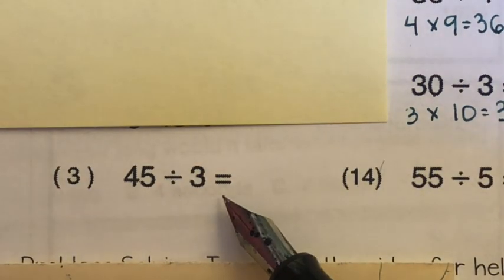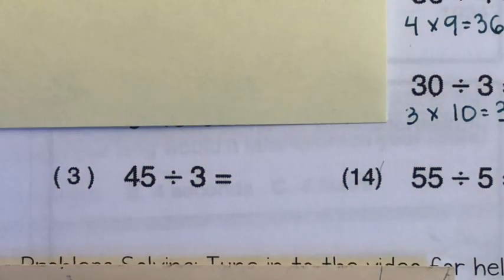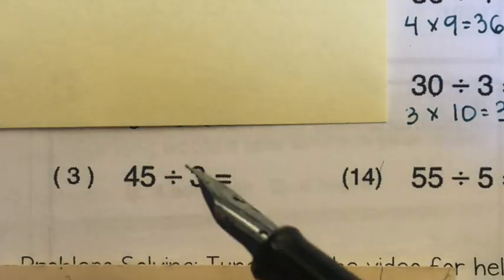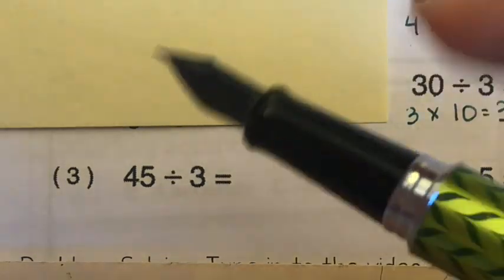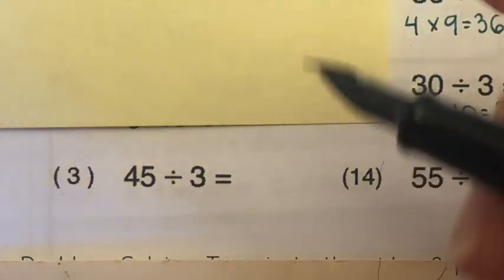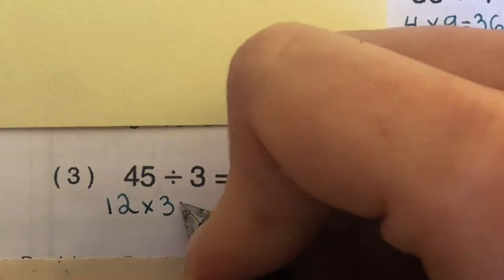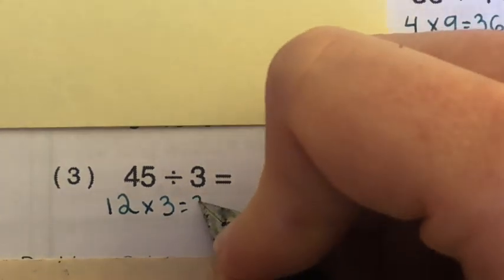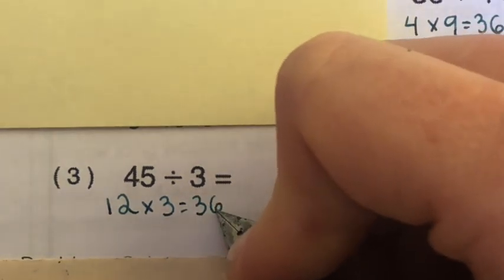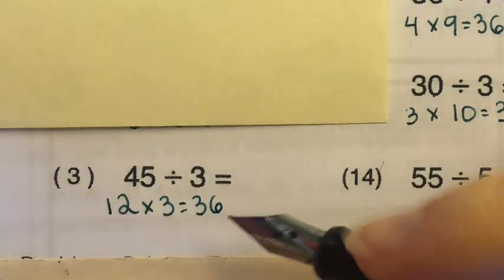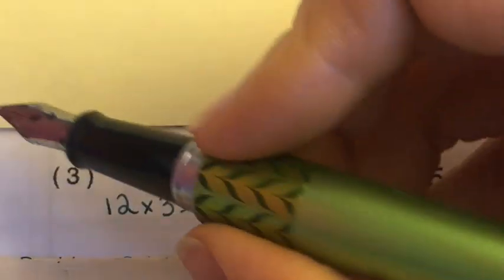45 divided by 3. And again, we don't know what 3 times table equals 45 because we know up to 12 times 3. So let's do 12 times 3. 12 times 3 is 36. Okay. So let's count more groups of 3 until we get to 45.